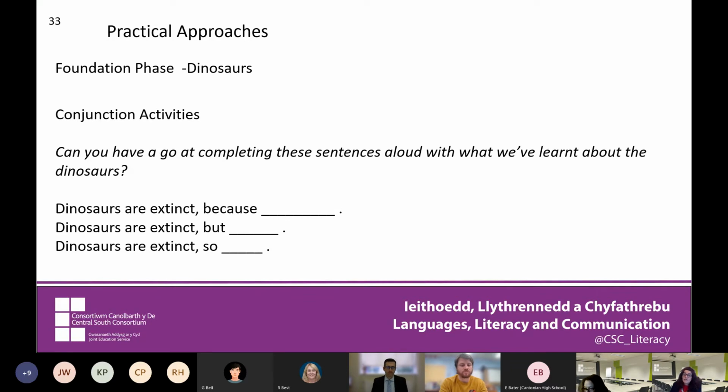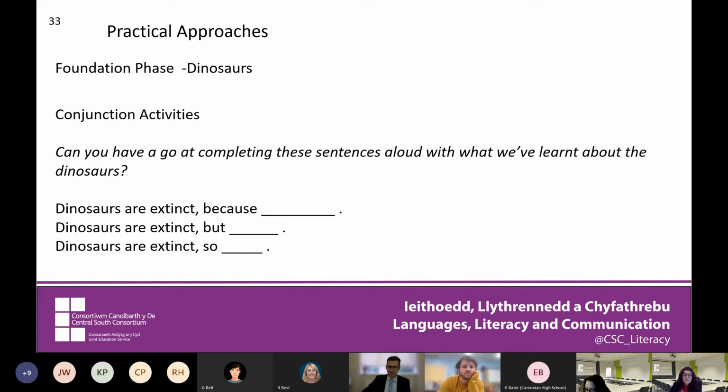So this strategy comes directly from The Writing Revolution by Judith Hochman and Natalie Wexler. And in order to show you how it works, I'm going to take my examples right down to the foundation phase, and we're going to learn a bit about the dinosaurs. So this strategy highlights the power of three conjunctions: because, but, and so.